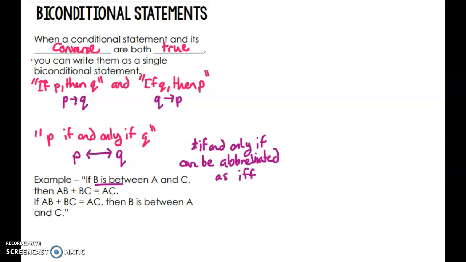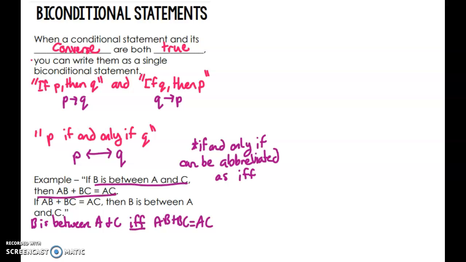So we're going to start with the hypothesis. B is between A and C. So we're going to say B is between A and C, if and only if, I'm using the abbreviation, and then we need to do the conclusion. AB plus BC equals AC. So because they're both true, I can combine them and write them as an if and only if, which is a biconditional statement.